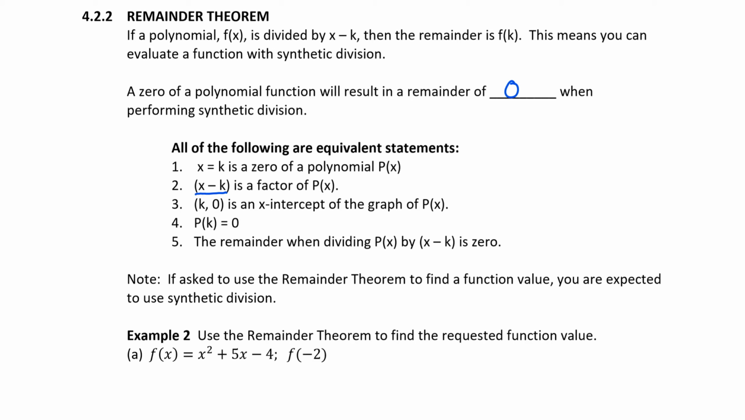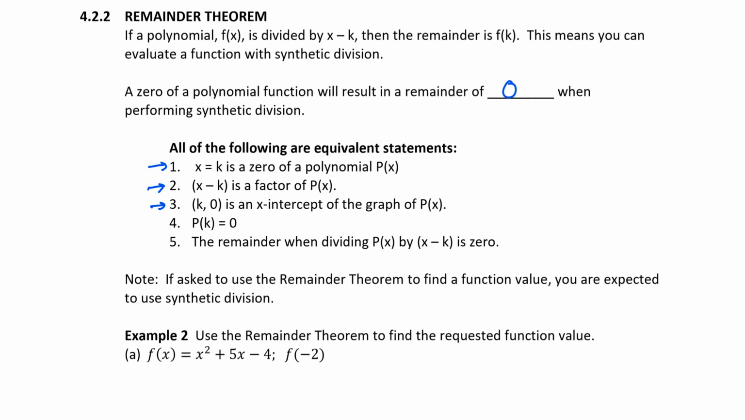So notice when we studied quadratic equations, we said if this is a factor and I set it equal to 0 and solve for x, I would end up with the solution x equals k. So here we're just making an association between what the factor looks like and what the 0 looks like. Now, if we know that k is a 0 and x minus k is a factor, then we could write that as an ordered pair. (k, 0) is an x-intercept of the graph of p of x. So zeros, factors, and x-intercepts are all related.